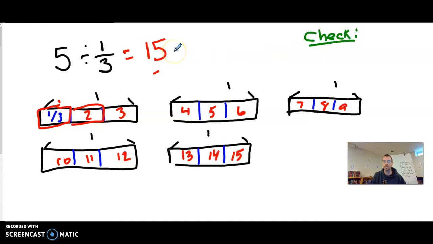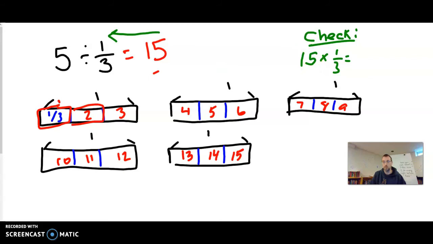And when we do a check, we really have to do the opposite of dividing. So we're going to multiply. Then we're going to go backwards. We're going to have 15, and we're going to multiply it by 1/3. We hope to get 5.